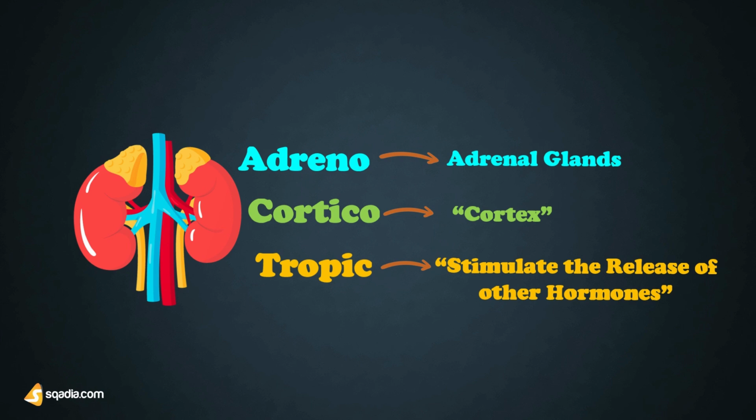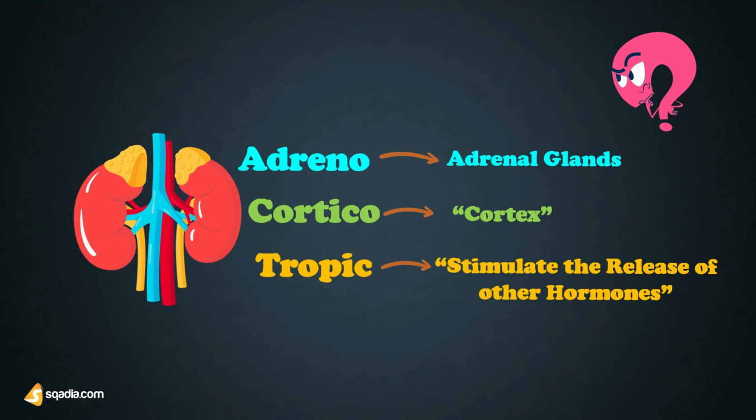Where on the adrenal glands? Specifically, the adrenal cortex. And what will it do there? Yes, it will stimulate the release of other hormones. But how? Is the question. And that is what we are going to answer in this video. Now, to understand the role of ACTH in steroidogenesis, you must know about the pathway of steroid synthesis.